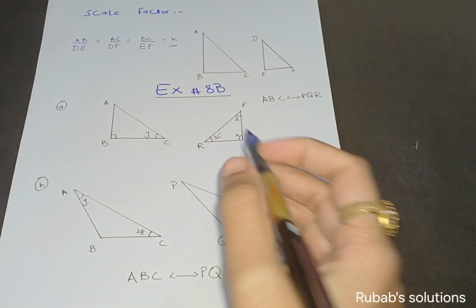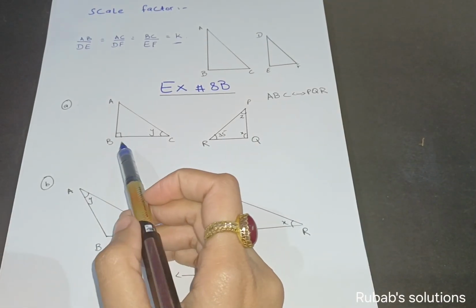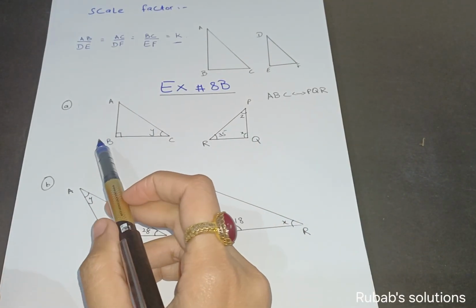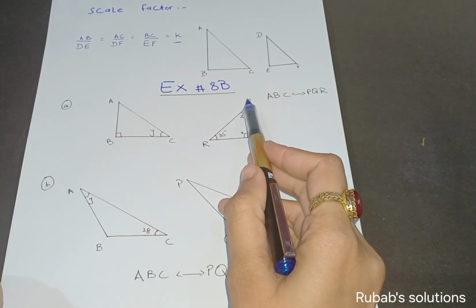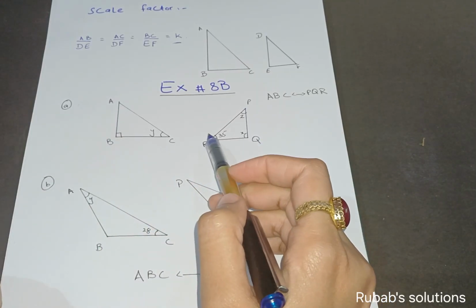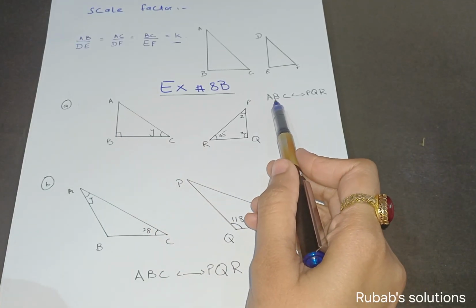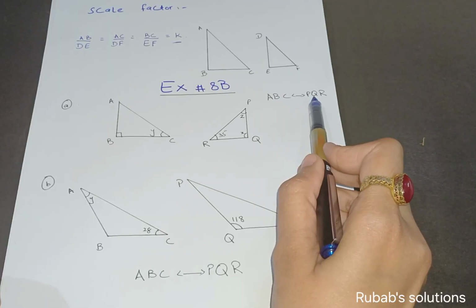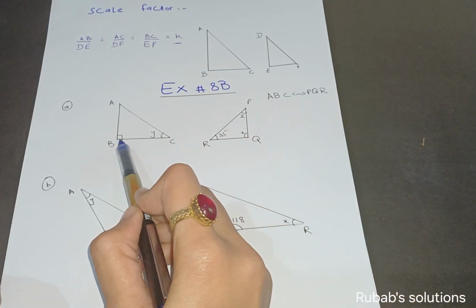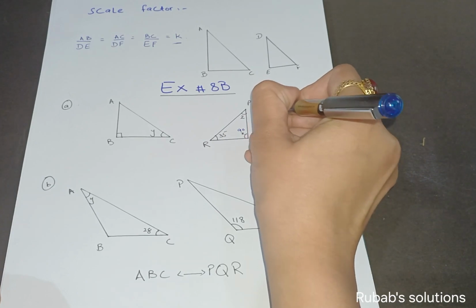Exercise 8b, question number 1. We have to find the missing angles only in part A and part B, and it is given that ABC is similar to PQR. I told you that from the position of the letters we can identify. Over here it is B, on the other side it is Q, so if B is 90, then this X is 90. X is equal to 90.